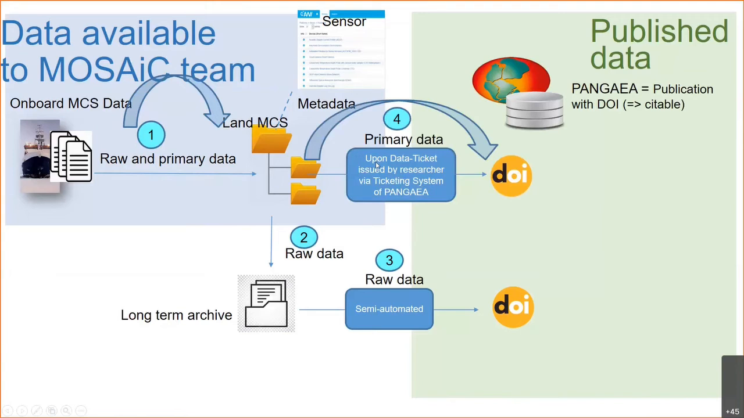The primary data that you obtain by calibration, by combining different sensors and data, will always have to be submitted to Pangaea or another repository by the researchers themselves. So this publication needs to be initiated by you directly via our ticket system to Pangaea. This data, again, will be published with us with a full citation and the DOI.